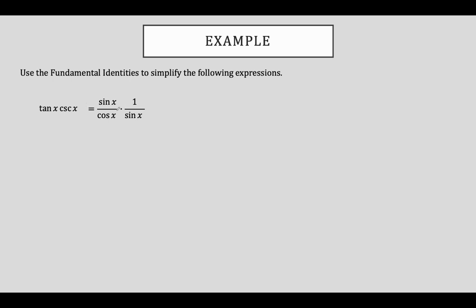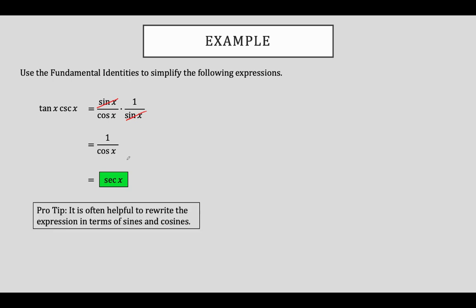Why does that help us out? Well, notice I've got a sine x in the numerator that I'm going to divide by sine of x. Those are going to cancel, leaving me with 1 over cosine of x, which is a reciprocal identity. I can rewrite 1 over cosine of x as the secant of x. There is my final answer, right? So there's our first example of simplifying a trigonometric expression.